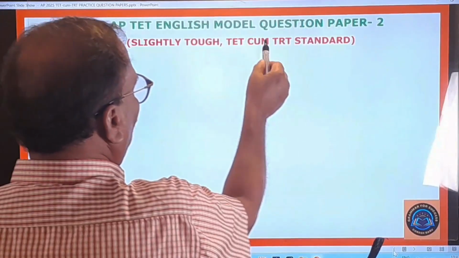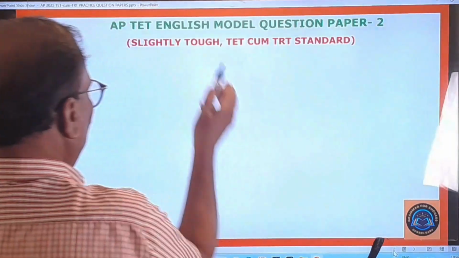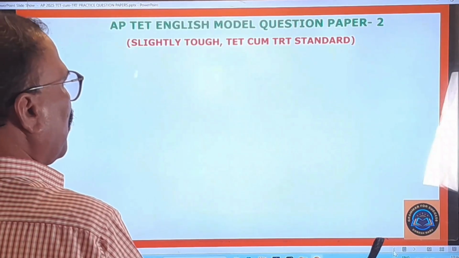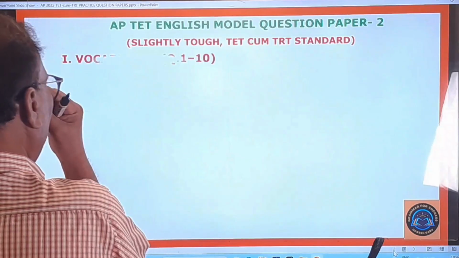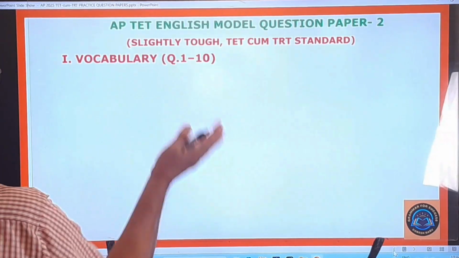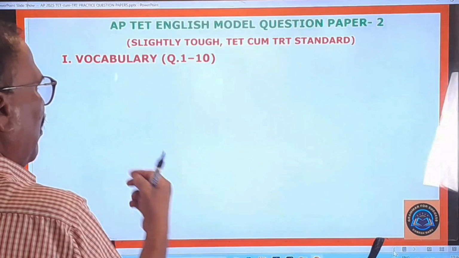AP TET English Model Question Paper 2, slightly tough TET cum TRT standard. So this is about this general English model question paper 2, and here in this question paper, first of all, I gave you some questions on vocabulary. I will explain all of them one by one very quickly.